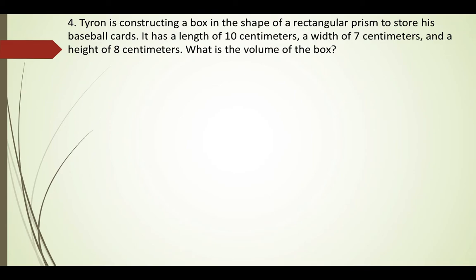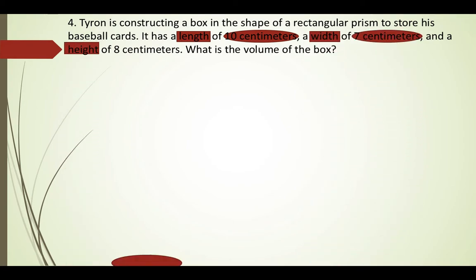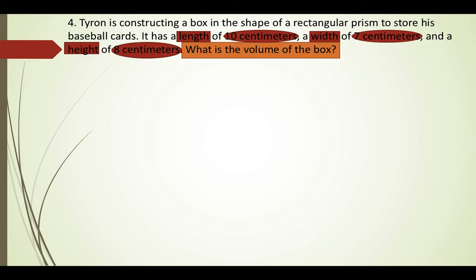I'm going to read it again. Tyron is constructing a box in the shape of a rectangular prism to store his baseball cards. It has a length of 10 centimeters, a width of 7 centimeters, and a height of 8 centimeters. We want to know what is the volume of the box. So the first thing I'm going to do is draw a box, so I can get a visual to help me. And I'm going to put in the measurements that I need.